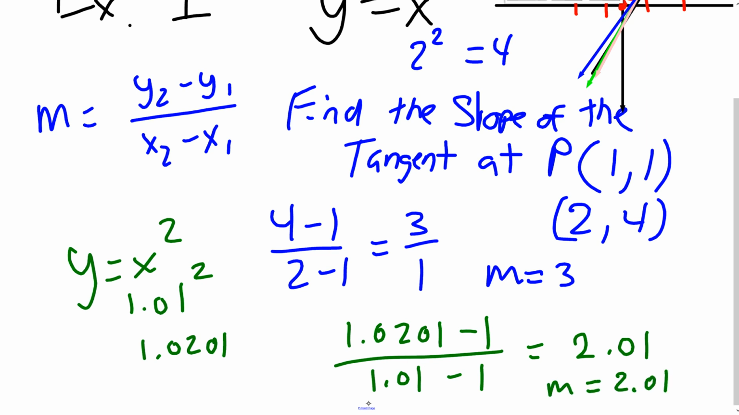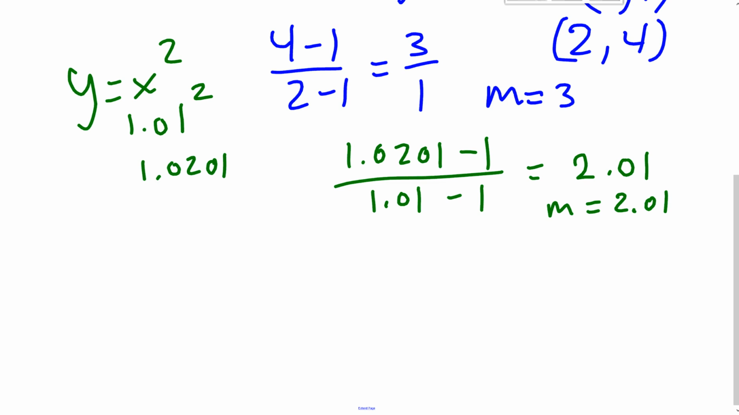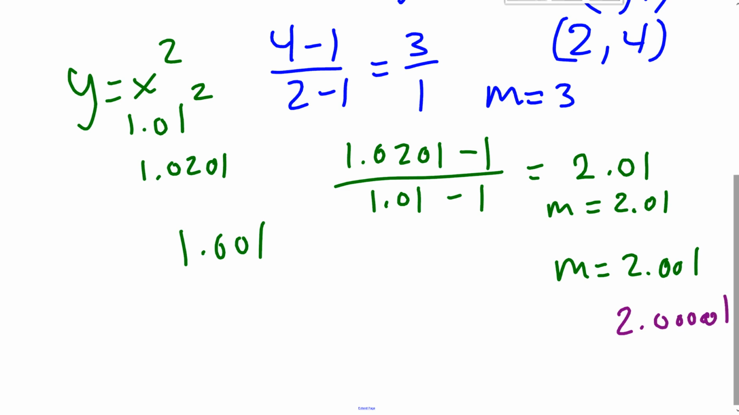So then I could even go closer, and I could plug in 0.001, and my slope becomes 0.001, and it's going to keep on doing that, right? So what value is my slope approaching? Well, if I keep on doing that, eventually it's going to be like 2.000000001, right? So really, my slope of this tangent line is approaching 2.